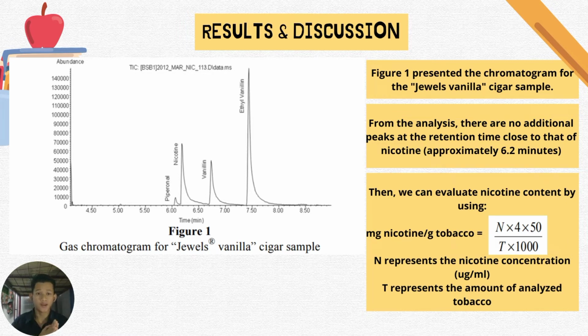Then we can evaluate the nicotine content by using the formula milligram nicotine divided by gram tobacco. As you can see in the formula, N represents the nicotine concentration in milligram per milliliter and T represents the amount of analyzed tobacco. So N, the nicotine concentration, is multiplied by 4 and multiplied by 50, and then divided by T, the amount of tobacco, multiplied by 1000.